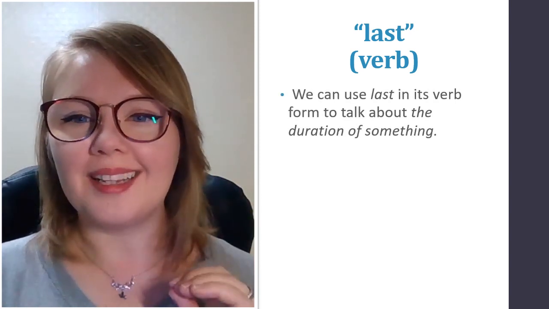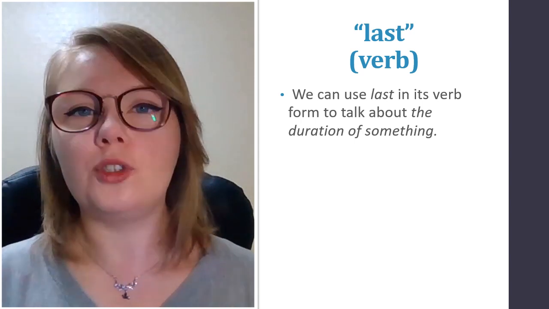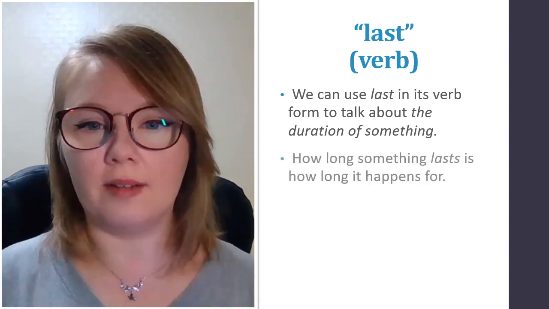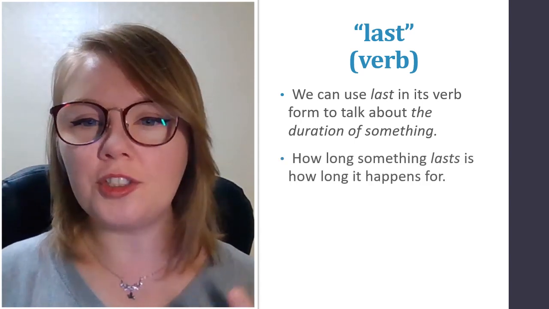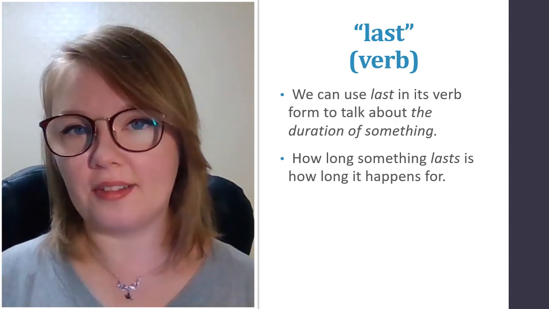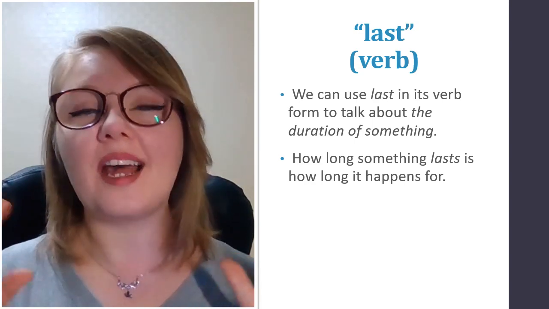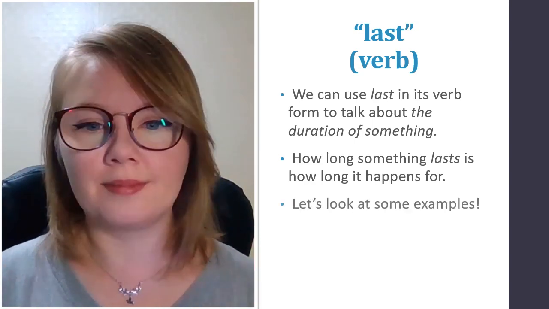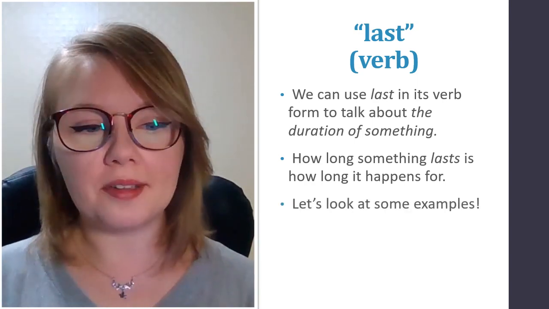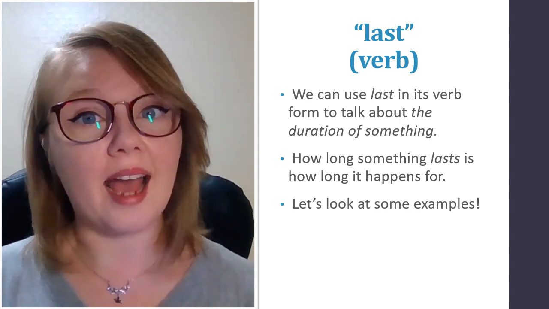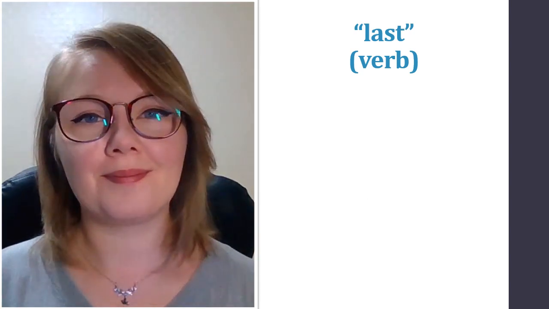We can use last in its verb form to talk about the duration of something. Duration means how long it happens for. So how long something lasts is how long it happens for. Let's look at some examples so you can see the verb last in context.